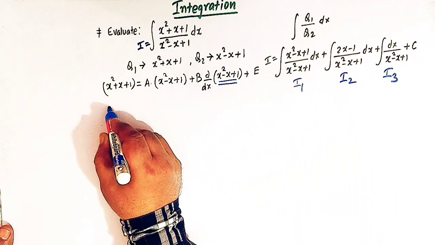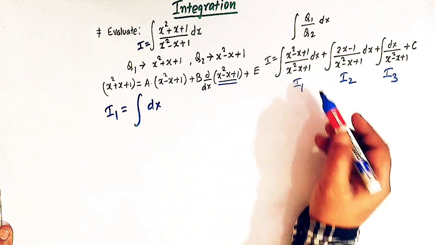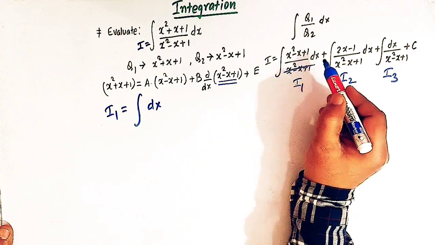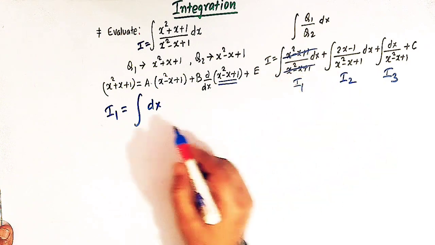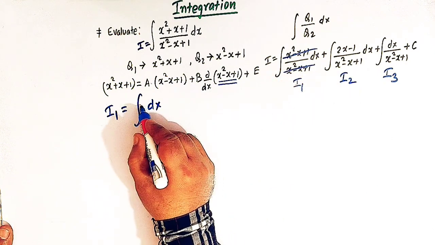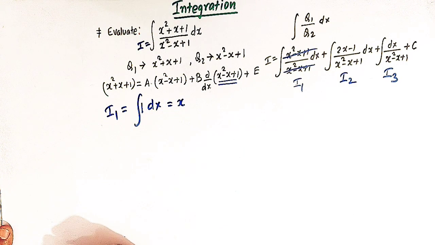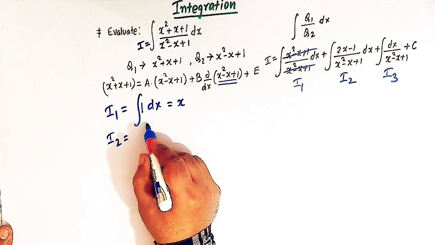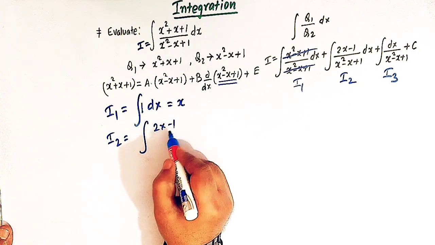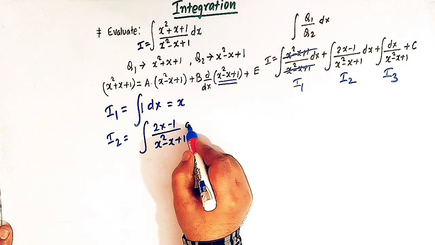So the value of I1 is given by simply dx, because see here this term and this term get cancelled because both the terms are identical, and the integral we have 1 dx, that is simply equal to x, right? Now let us consider I2. So I2 is integral 2x minus 1 over x square minus x plus 1 dx.